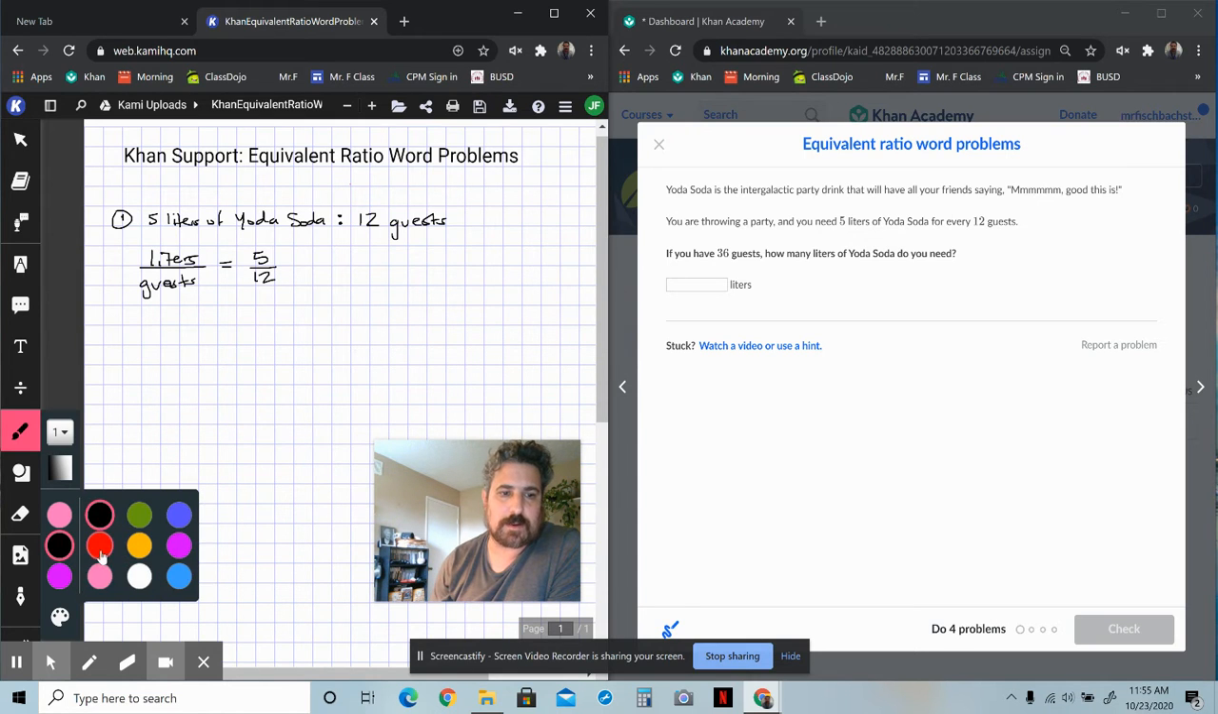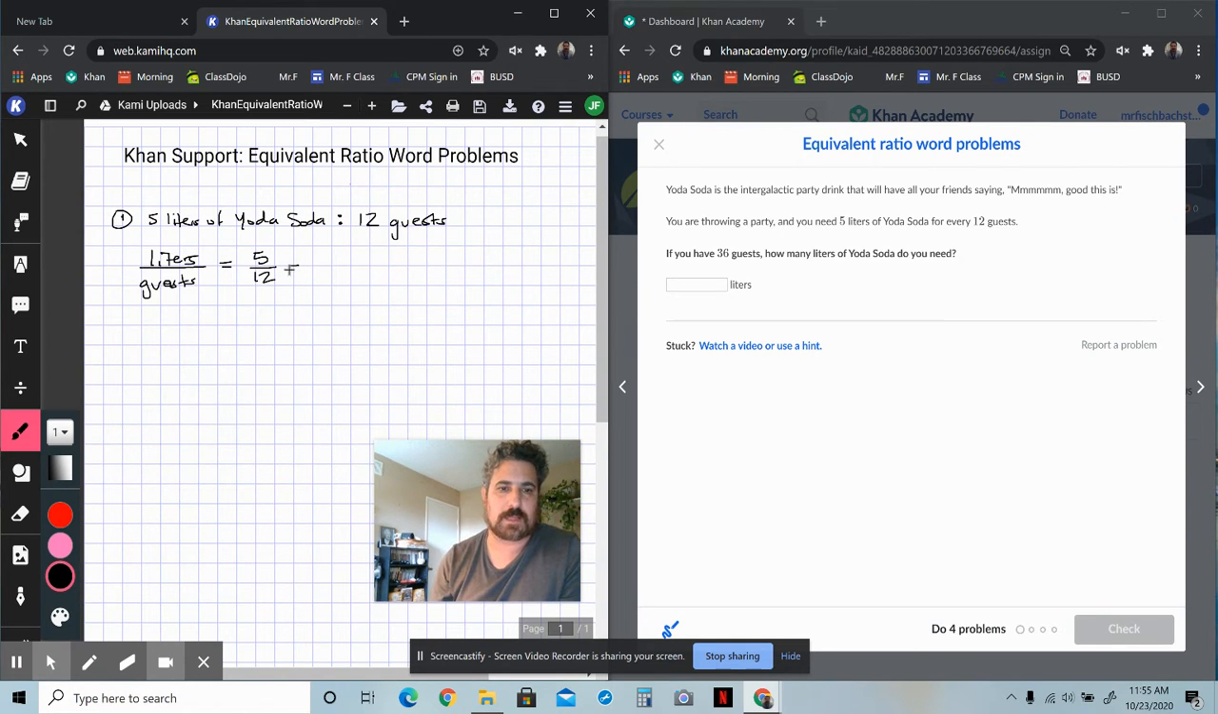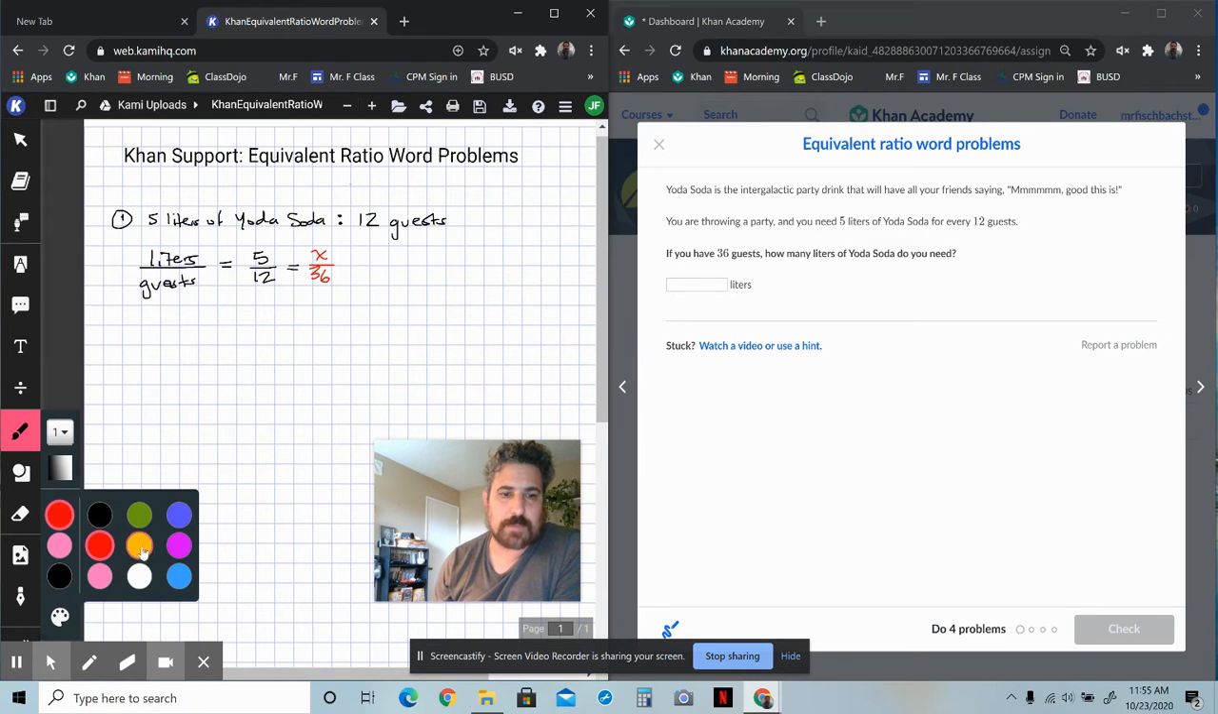And it asks, now that we know that's the ratio we're starting with, we want to figure out how many liters we're going to need, not for 12 guests, but for 36 guests. So it says if you have 36 guests, how many liters you need. So now you're going to change that denominator to 36, but we have to figure out the numerator that goes with it. So what is the value of x in this case? So you're just solving a proportion. You're asking yourself, what is an equivalent ratio to 5 out of 12, basically? So 5 liters for every 12 guests is the same as x liters for every 36 guests.